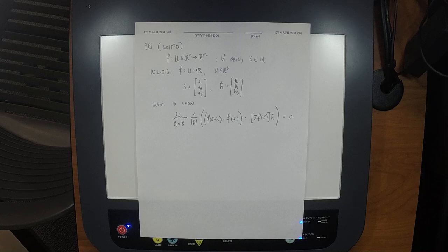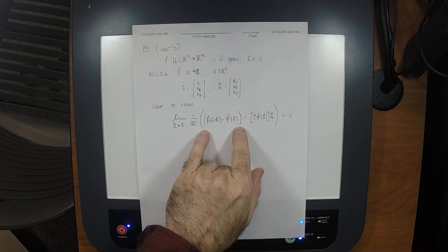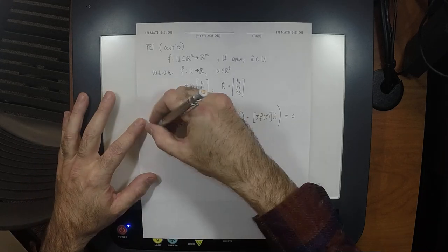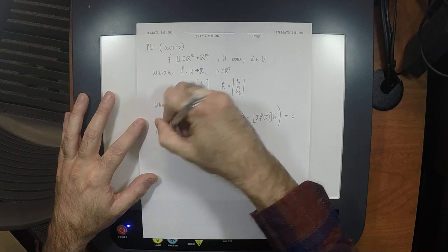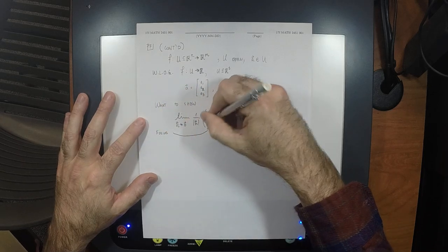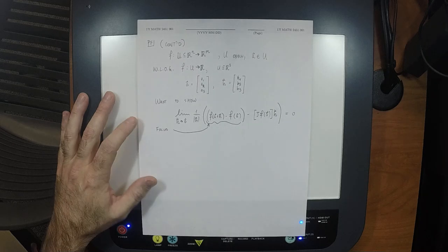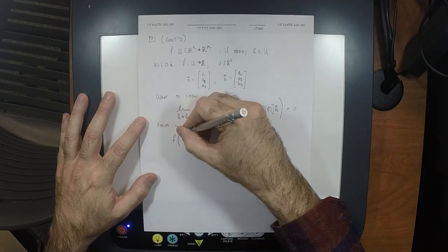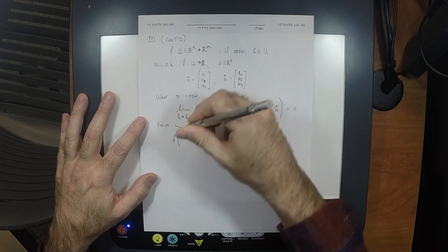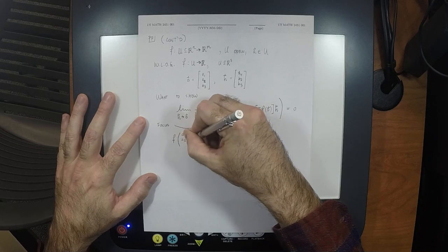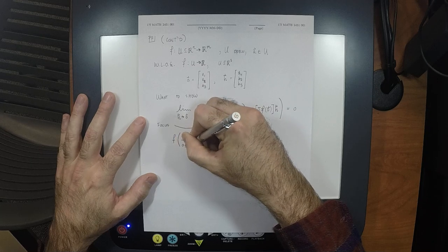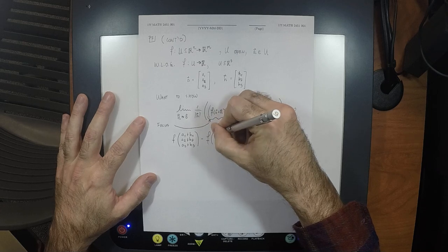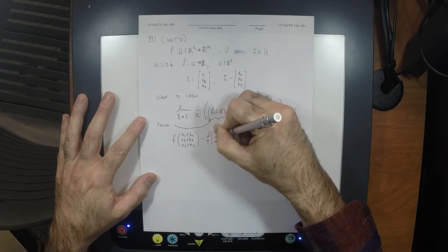And what we were focusing on last time is this. So let's refocus specifically on the increment of the function. Focusing here, we said we've got f of a1 plus h1, a2 plus h2, a3 plus h3, and we're going to subtract from that f of a1, a2, a3.